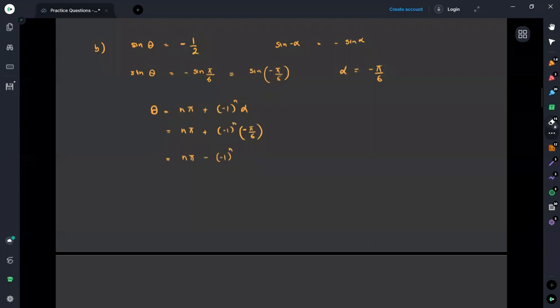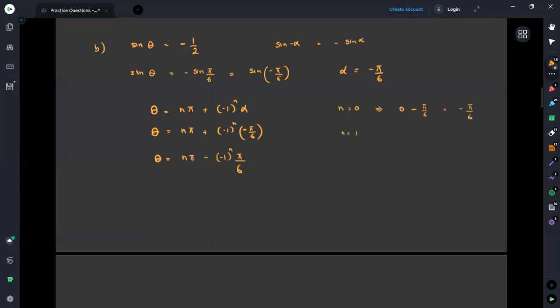Now we can find out the possible values of theta for the values of n. Here, if you again do the substitutions, you can test for the values. If n equals 0, then we get 0 minus minus 1 to the power 0, which is again 1, then it is pi over 6. That is why we are getting this as minus pi over 6.